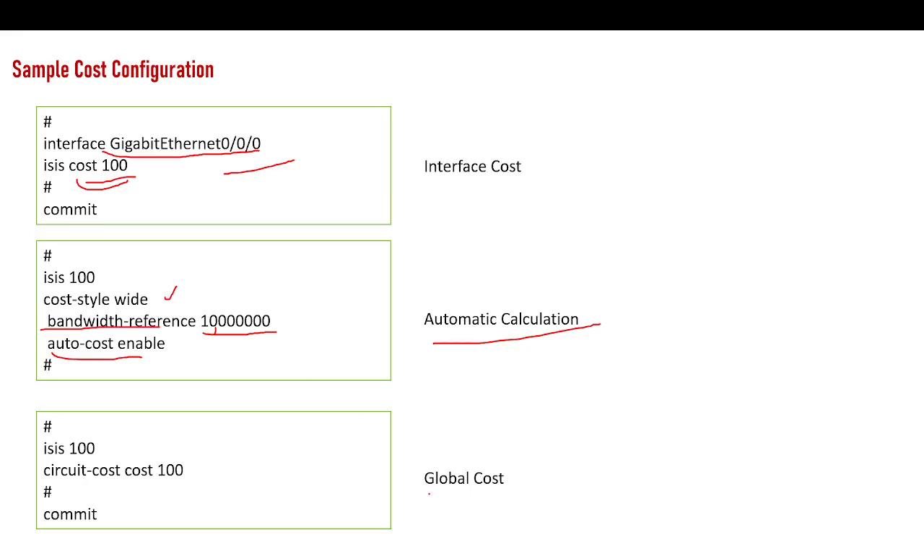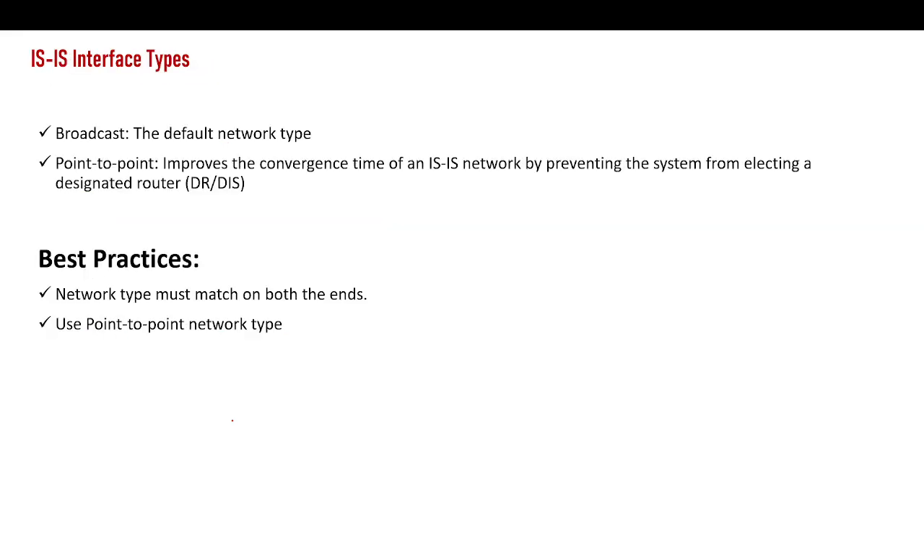For global cost, you set the circuit cost and then cost 100 under the ISIS process. So these are just some different ways in which you can configure ISIS cost on your network. Of course, later we'll have a lab simulation. We can do one on Huawei, another one on Nokia, just to put in practice what we are discussing now. But that one will come later.